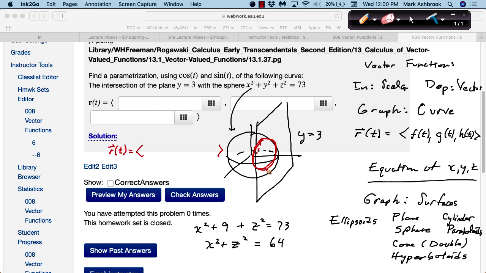So do we have that here? Yeah, we've got this circle. That's the shadow of the circle in the xz plane, and that's certainly our circle right there. So we're going to use cosine and sine of x and z to do that.